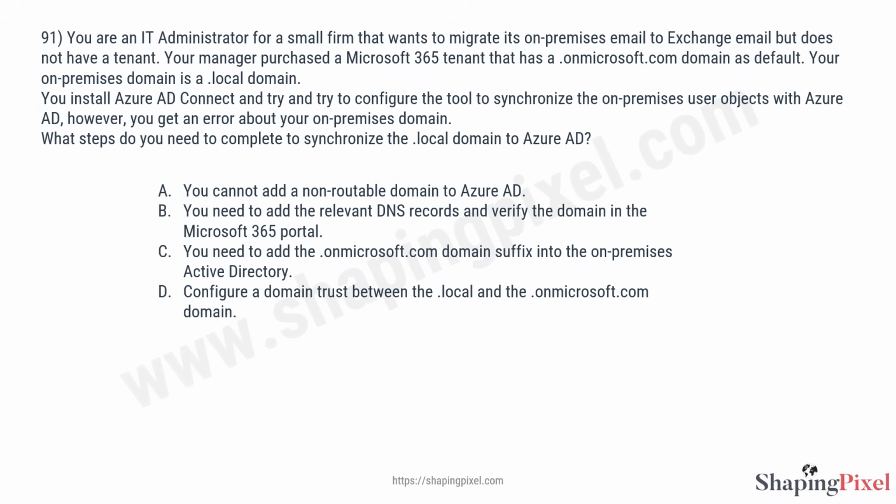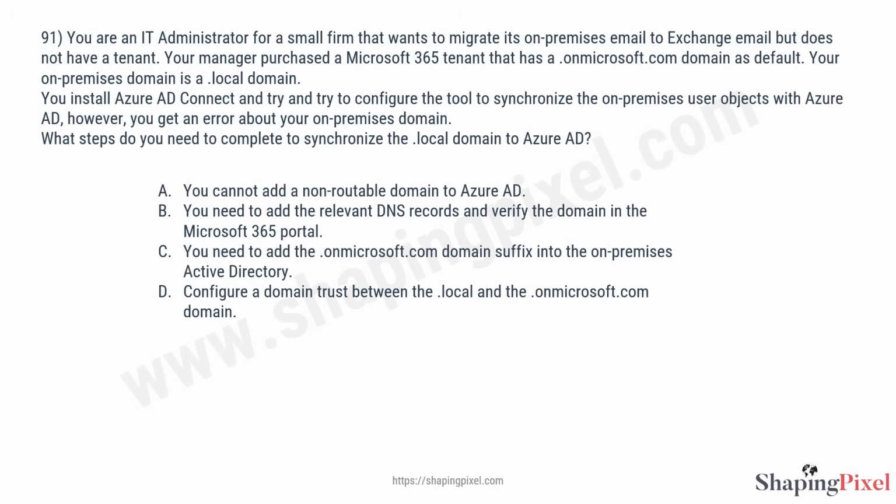So question number 91. You are an IT administrator for a small firm that wants to migrate its on-premises email to Exchange email but does not have a tenant. Your manager purchased a Microsoft 365 tenant that has the onmicrosoft.com domain as a default. Your on-premises domain is a .local domain. You install Azure AD Connect and try to configure the tool to synchronize the on-premises user objects with Azure AD. However, you get an error about your on-premises domain. What steps do you need to complete to synchronize the .local domain to Azure AD?